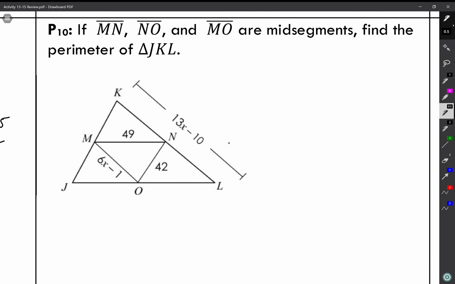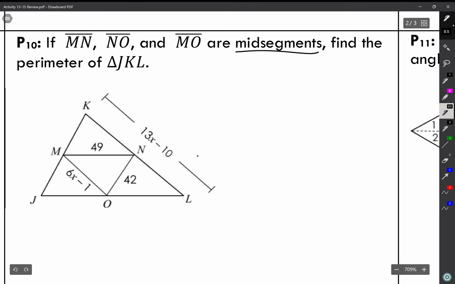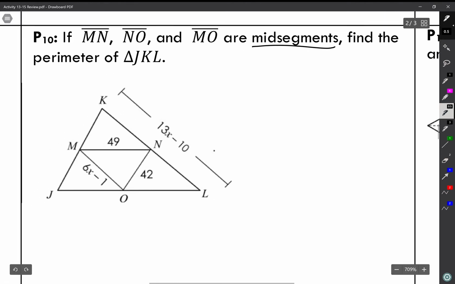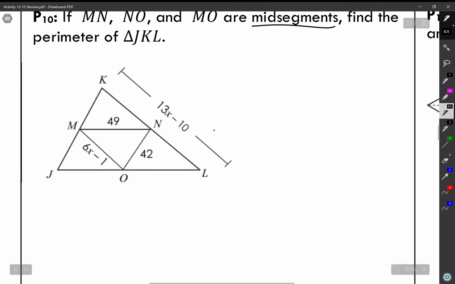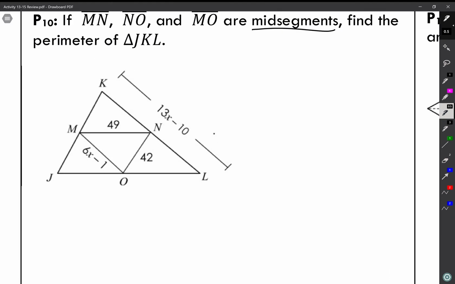If MN, NO, and MO are mid-segments, alright, see that? I'm probably using the triangle mid-segment theorem. Find the perimeter of triangle JKL. Alright, all I'm going to do is use the triangle mid-segment theorem a few times, and then I know perimeter is just all three sides added up together. Okay? So that's what we'll do.